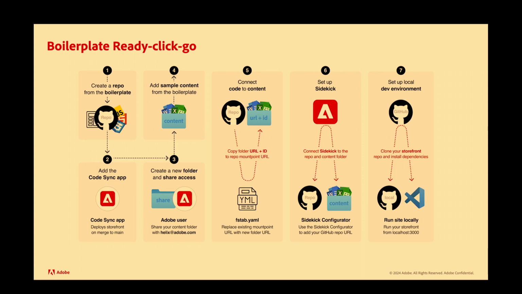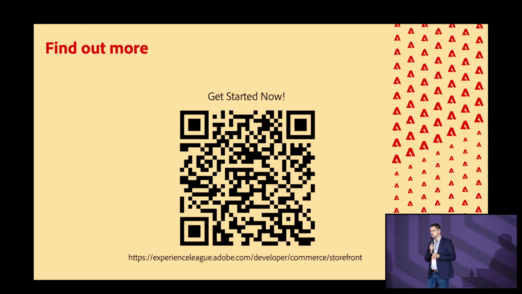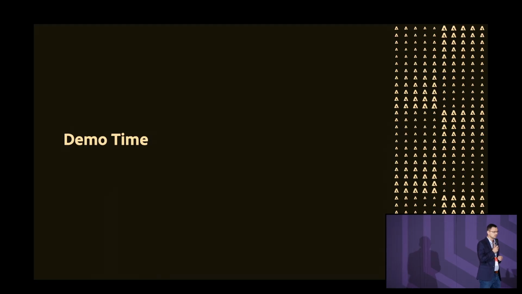So that's it. You can start using the boilerplate now. On the next slide, we have the QR code that you can start. It will give you access to the link to start building a storefront. So let's start the demo. Let's start building the fastest storefronts on the web.